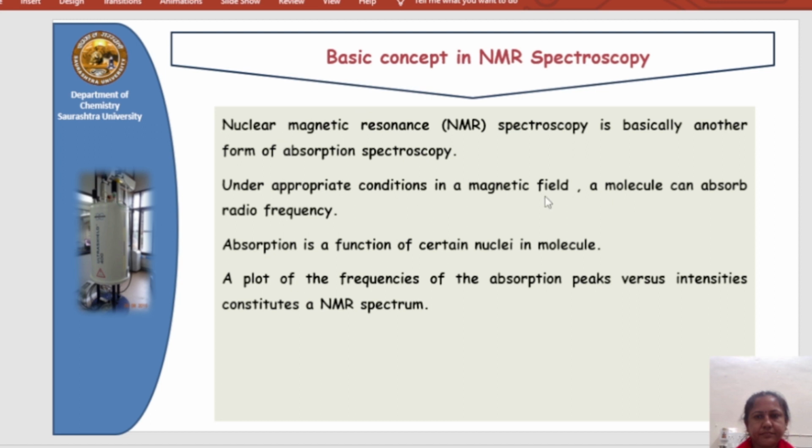Under appropriate conditions in a magnetic field, a molecule can absorb radio frequency. Absorption is a function of certain nuclei in the molecule. Now, a plot of the frequency of the absorption peaks versus intensity is what constitutes NMR spectroscopy. As we discussed in the 6th slide, protons and neutrons possess some spin, and the proton possesses charge which is deposited on the imaginary axis of the nucleus, and the overall charge on a nucleus is positive. So the nucleus also possesses spin, and due to this it behaves like a bar magnet. How it works as a bar magnet we can discuss in the next slide, but these are important things, and that's why we can get the NMR signals.